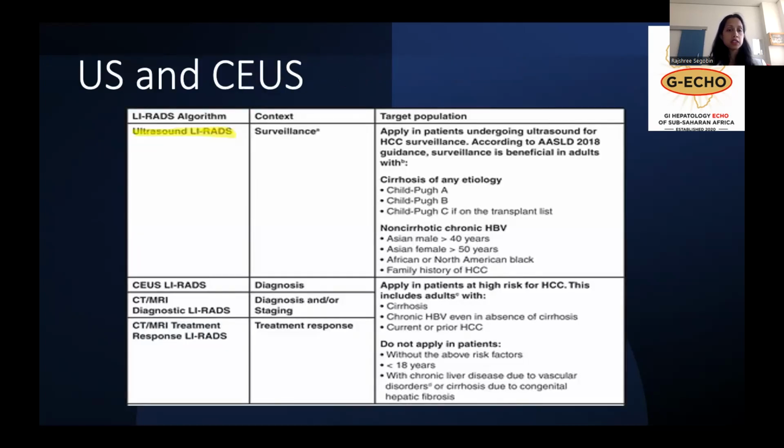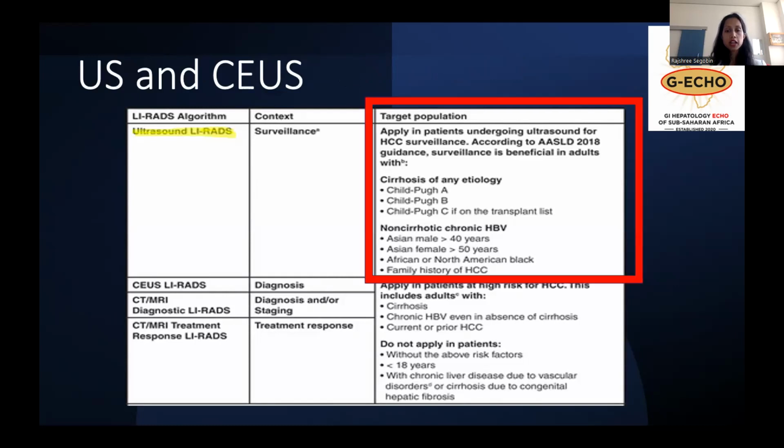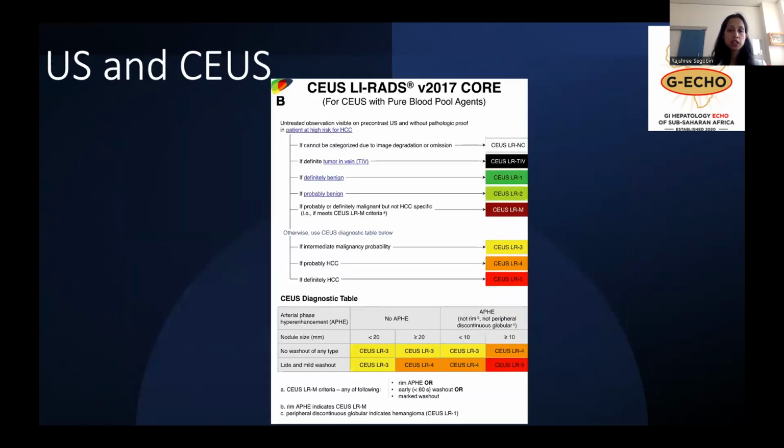So ultrasound LIRADS, as you can see here, is classically used in surveillance in order to limit ionizing radiation in this population. And highlighted here are the types of patients that would, according to the AASLD 2018 criteria, require surveillance. And the contrast enhanced ultrasound LIRADS criteria also have specific algorithms and criteria to define a lesion as high risk for hepatocellular carcinoma.